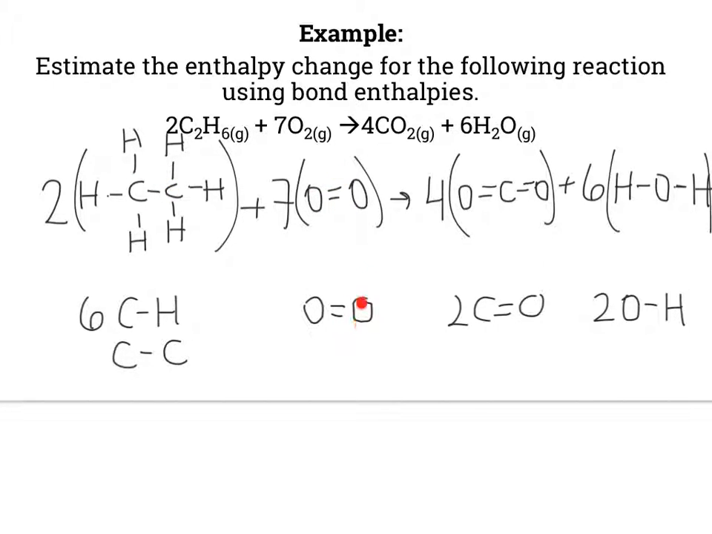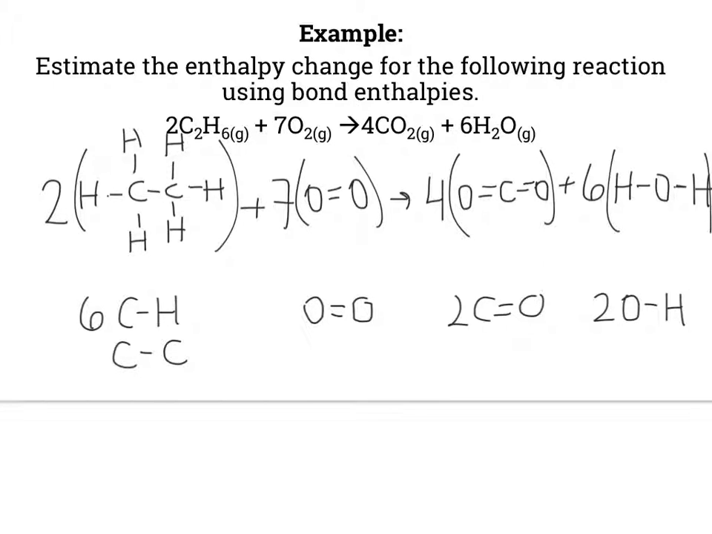Here we have a double bond between two oxygen. Here we have two carbon double bond to oxygens. And notice I didn't write the valence electron atoms. I didn't really care, I just need the bonds. Like I said, you should be able to do that in your head, or at least get pretty close. And we have two OH bonds.